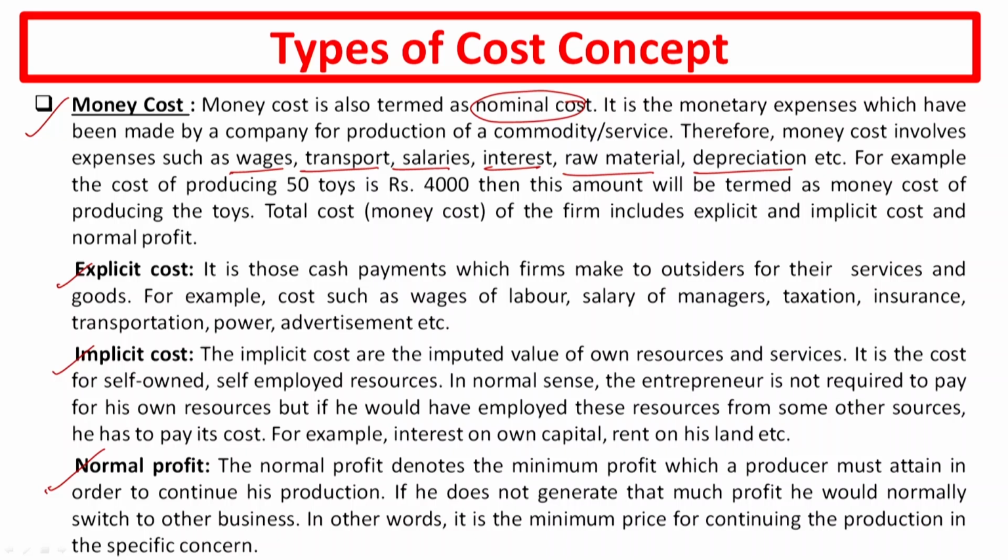Implicit costs are the costs that are paid by the entrepreneur for its own resources. If those resources would have been used outside, definitely they would have returned some reward. So it is the reward made to the entrepreneur's own resources. Normal profit: every cost of producing the commodity involves a portion of the normal profit to the entrepreneur. So money cost basically includes three things: explicit, implicit, and normal profit.